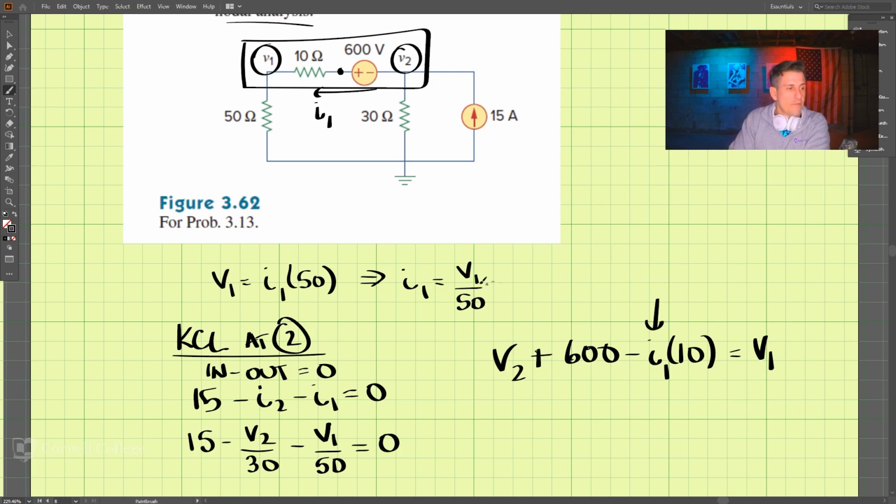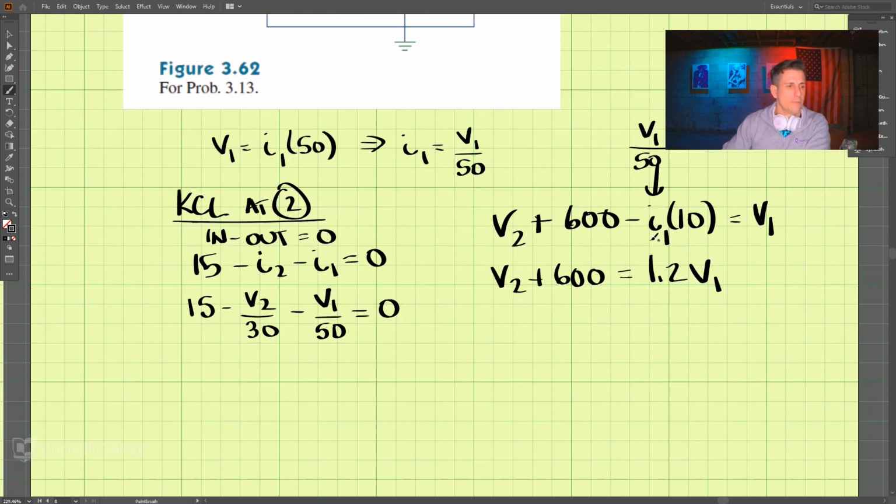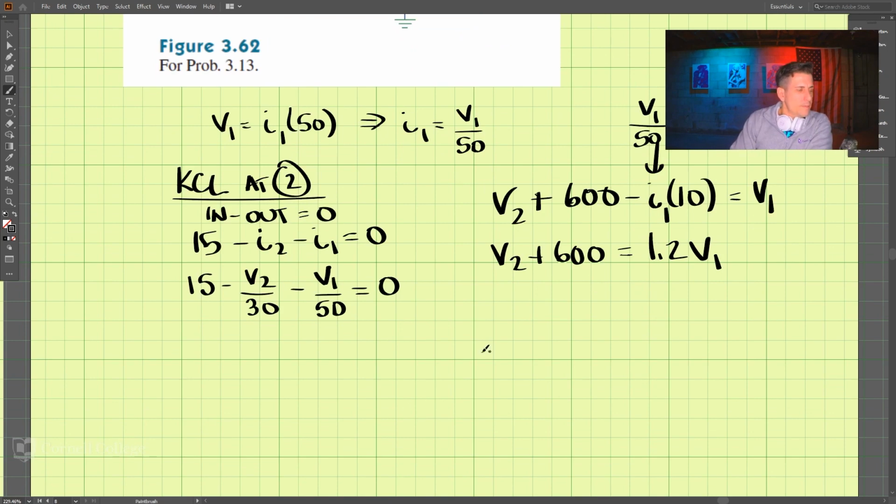And remember, we can put in for I1, V1 divided by 50. So if we put that in, we have V2 plus 600 equals 1.2 V1. Okay, let's keep going. And let's see. We multiply this equation here by 150, I believe.